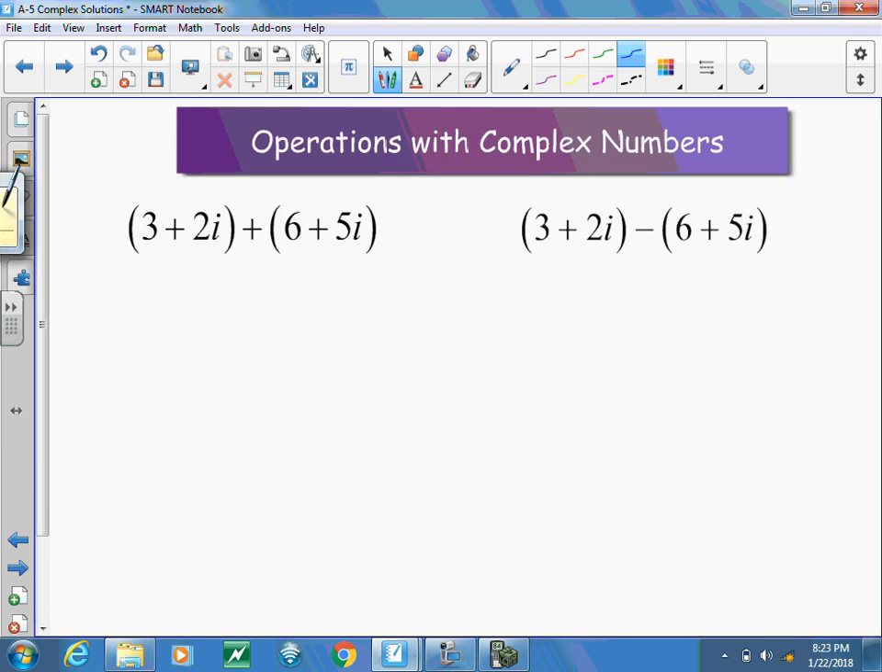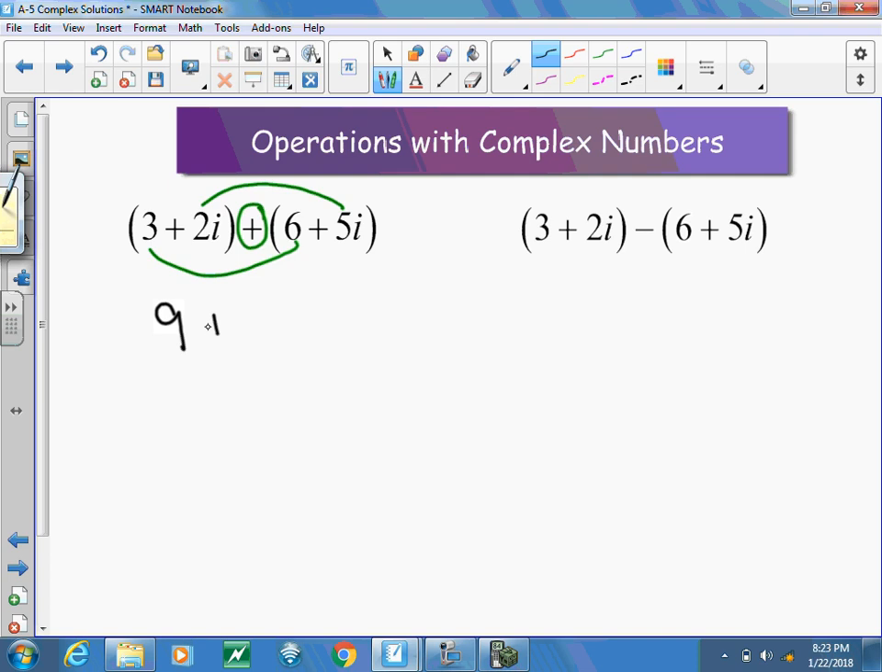As far as operations go, it's really just like treating that i like a variable. If you're going to add, you're going to add the real parts and the imaginary parts together. So 3 plus 6 is going to end up giving us 9.